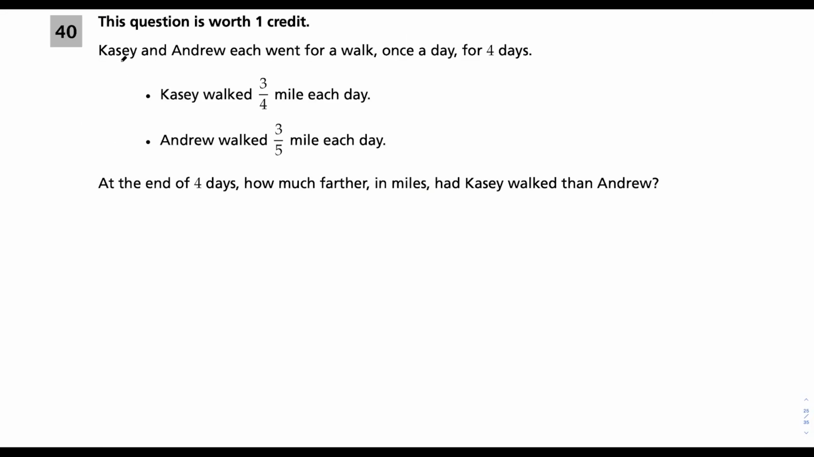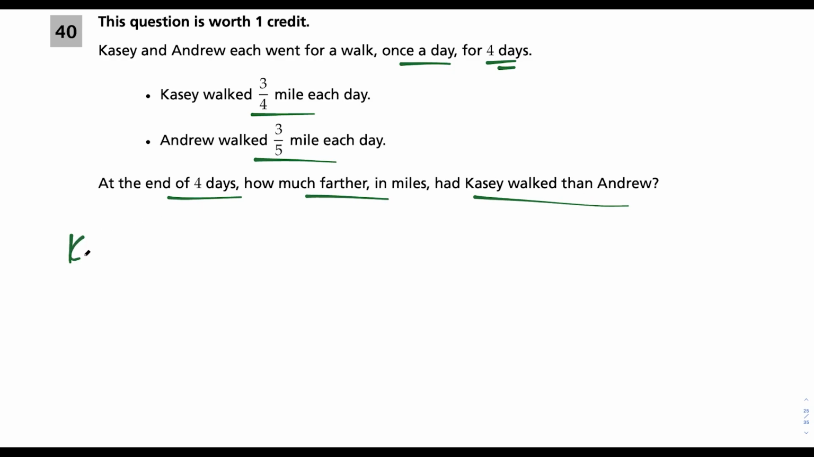So question 40, we have Casey and Andrew each went for a walk once a day for 4 days. Casey walked 3/4 of a mile each day. Andrew walked 3/5 of a mile each day. At the end of 4 days, how much farther in miles has Casey walked than Andrew?